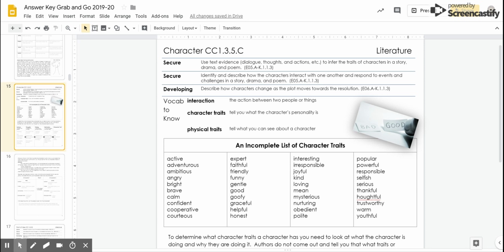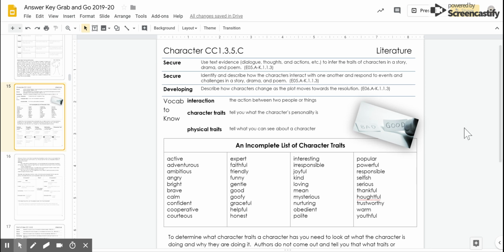So vocab that we need to know for this: interaction, the action between two people or things. Character traits, it tells you what the character's personality is. And physical traits tell you what you can see about a character. So while physical traits will be part of something that you can describe about a character, we're going to look at some of the more important things about them in terms of their character traits, their personality. So here is a very incomplete list of character traits.